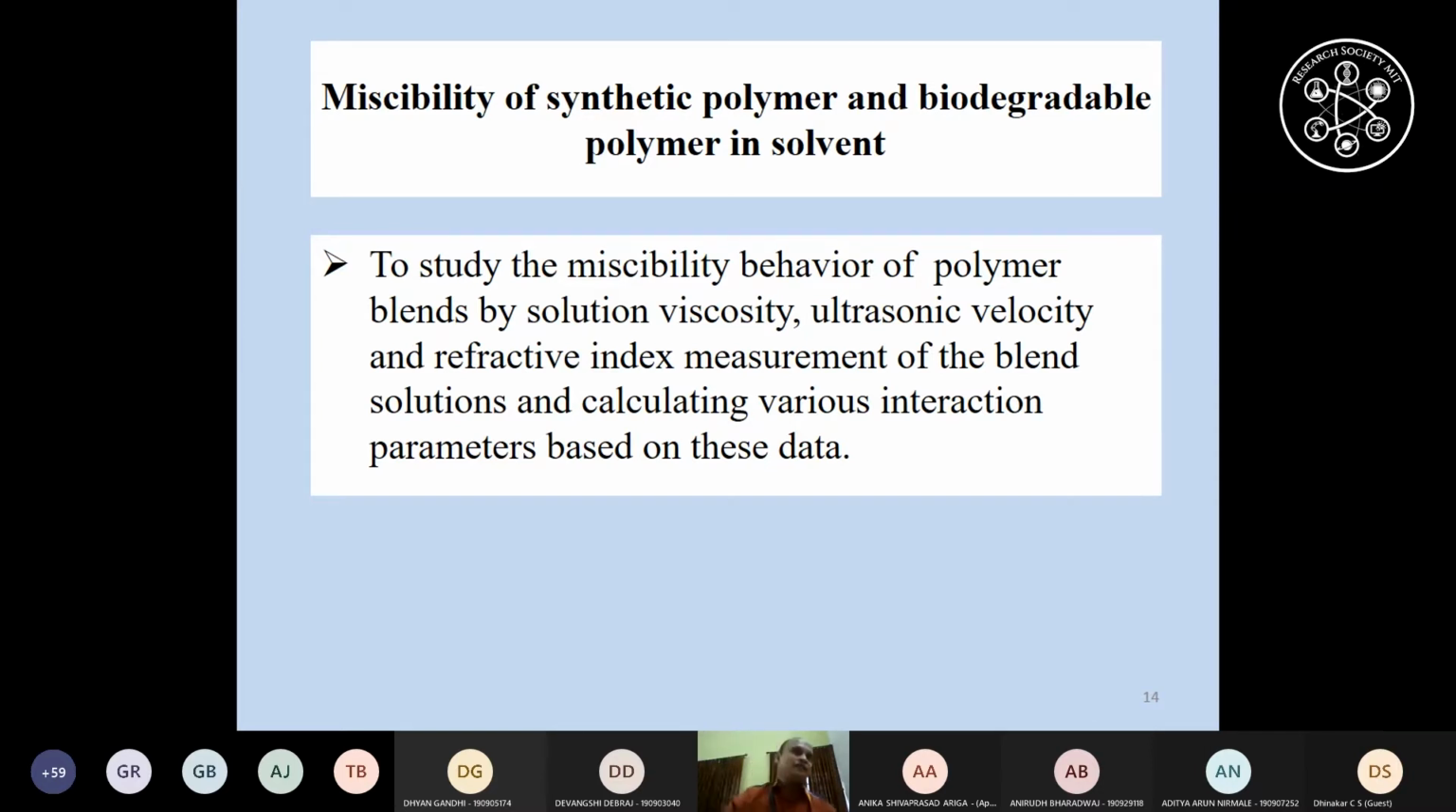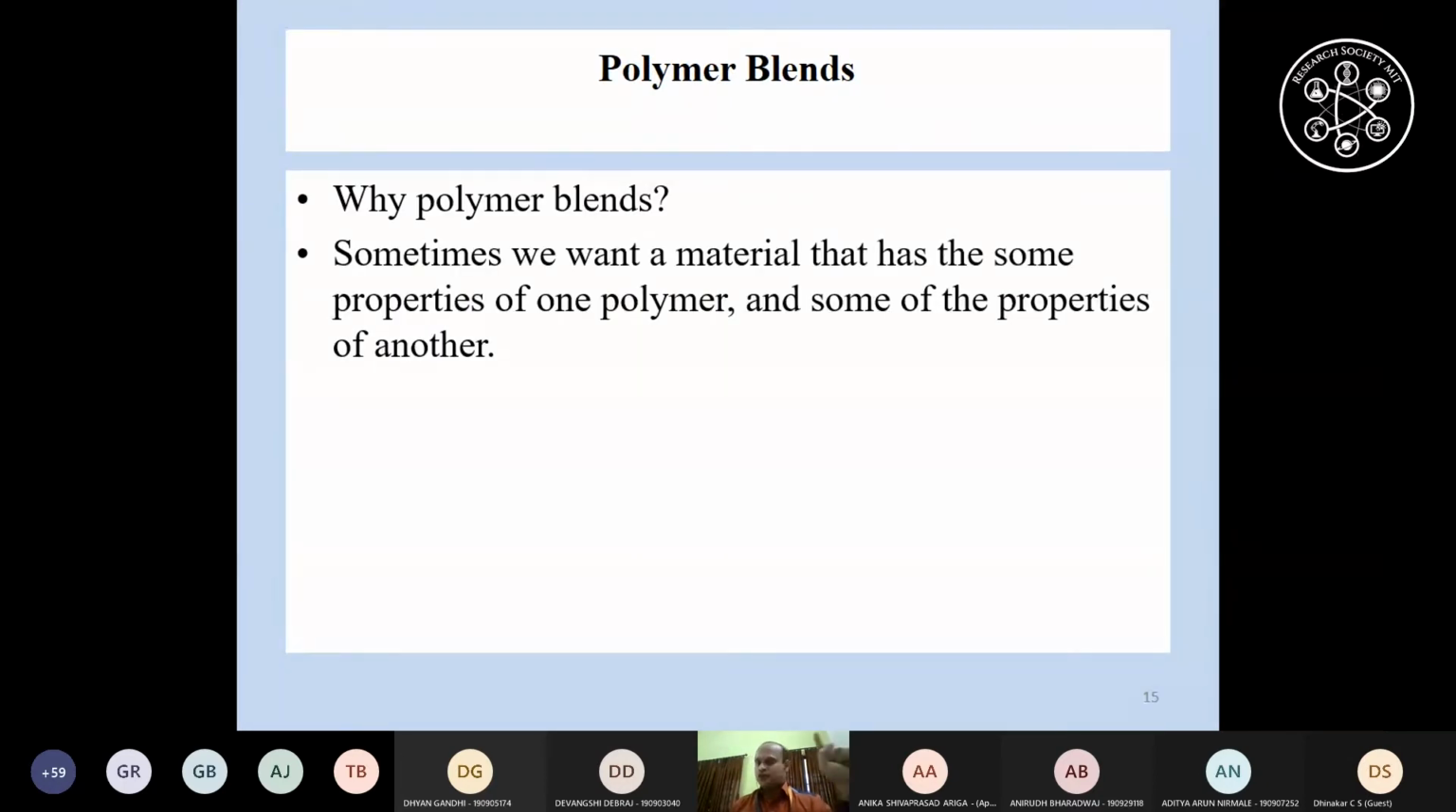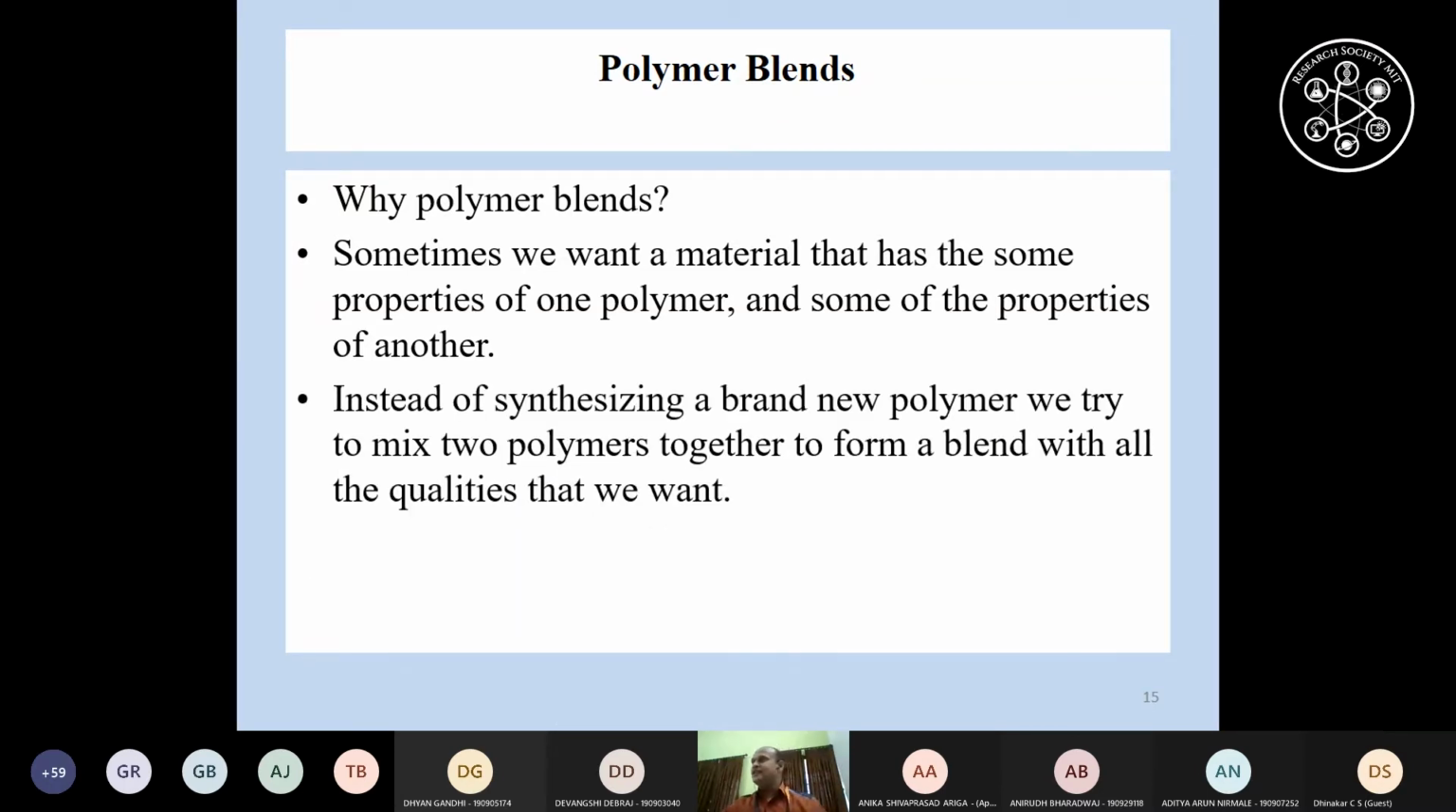If there is phase separation, is it possible to prepare the polymer blends? You can't. So first you have to find out whether the miscibility behavior is there or not, and that is what we are going to find out now. So why do you require polymer blends? Sometimes we want a material that has some properties of one polymer and some properties of another. Instead of synthesizing a brand new polymer, we mix the two polymers together to form a blend with all the qualities you want.